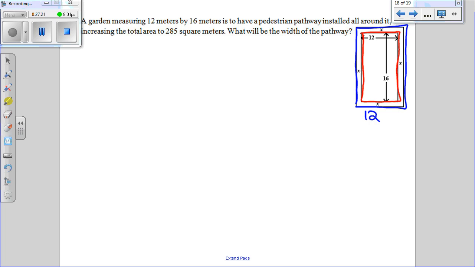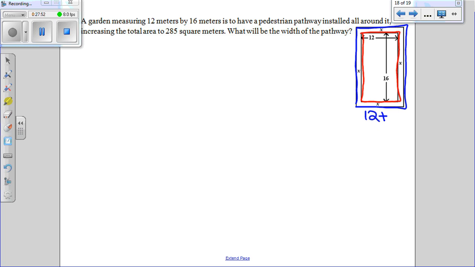X is what most people would put. But they didn't increase it by X this time. They increased it by 2X because they added a pathway on each side. Right? They increased it by X this way, and they increased it by X that way. So the new width is 12 plus 2X, because they added to both sides.